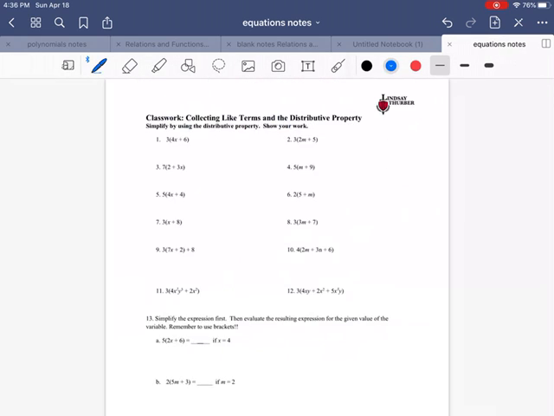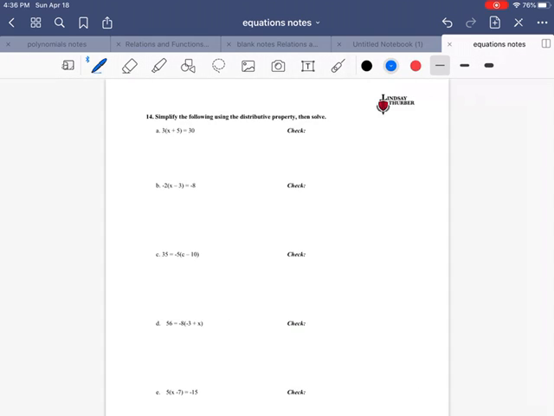And then you've got classwork in the next couple pages.